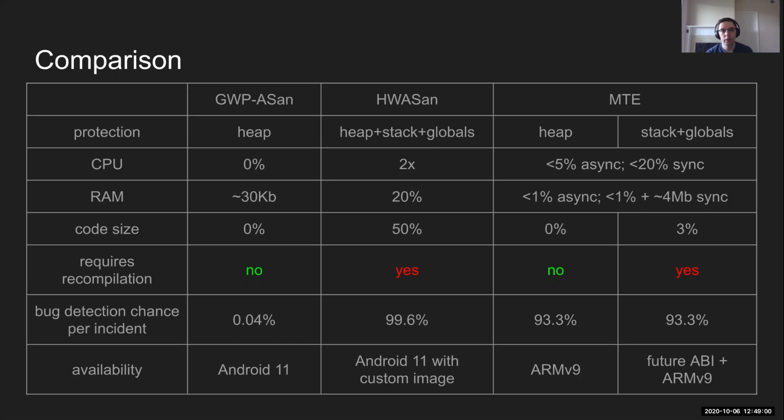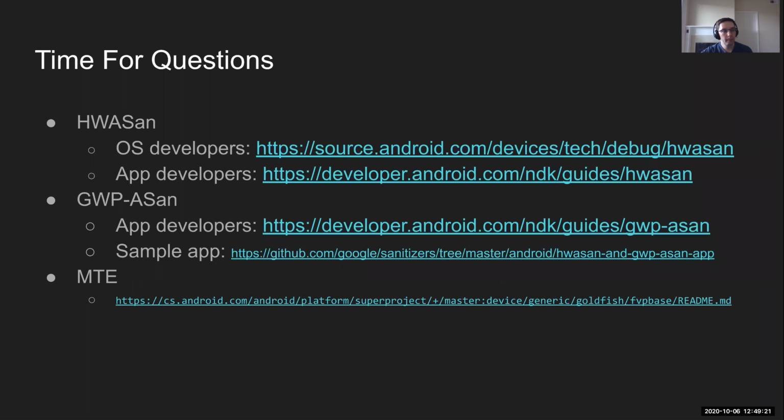HWASan requires rebuilding, is significantly slower, but it is a lot more comprehensive, and it has a very high chance of detecting a bug. MTE is a strict improvement on GWP-ASan. MTE, like HWASan, requires recompilation, and it is more of a thing for the future. There are some of the links here. I think all of them were shown in the slides before.